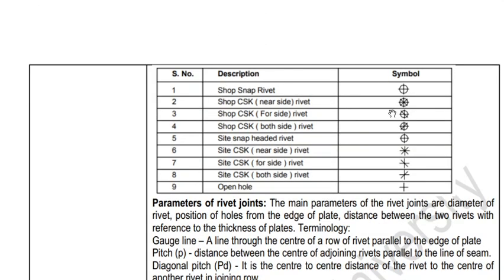Now these are some symbols which will enable an engineer to know which rivet head is used. For example, for a shop or snap rivet, this symbol is provided. For shop CSK, which will be provided on the near side, this symbol will be provided. For shop CSK, which is provided on the far side, this symbol is provided. Similarly, for different types of rivet heads, different symbols will be provided.